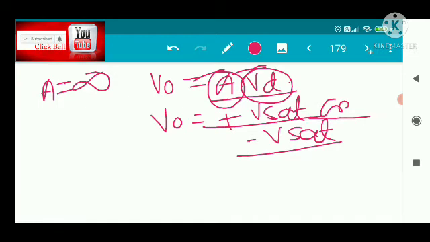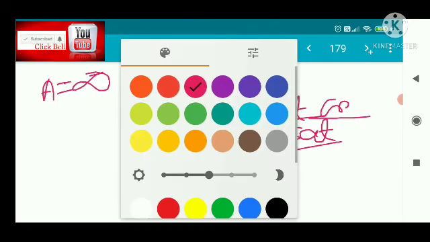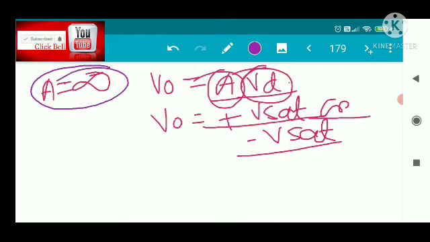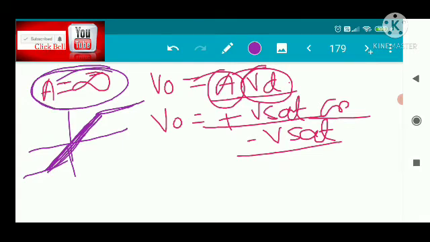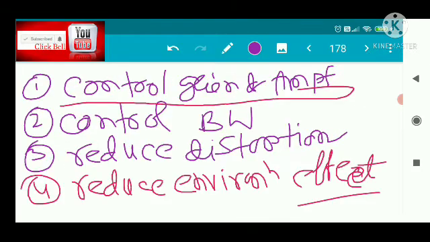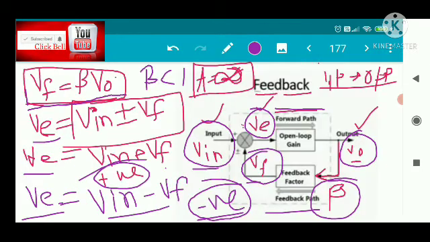We want to control the gain of the operational amplifier. To do that, we must reduce the gain so that we can operate the amplifier in the linear region, not in the saturation region. To reduce the gain, we must use negative feedback, because negative feedback actually reduces the error signal.